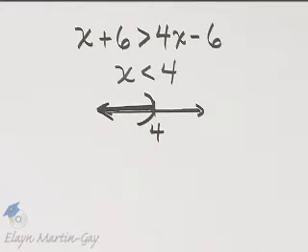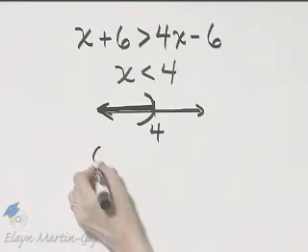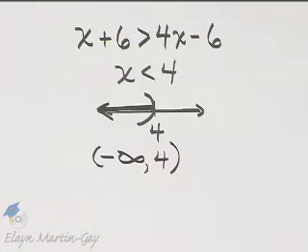How do you write it in interval notation then? Follow your shading from left to right, and that would be from negative infinity to 4 parentheses. So here it is in interval notation.